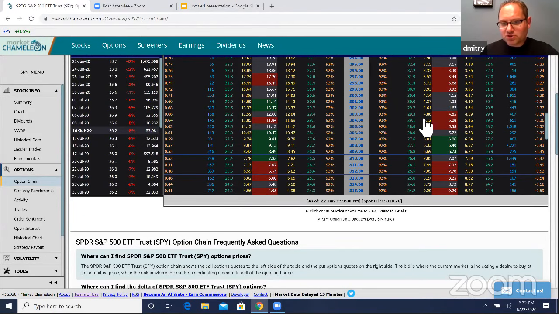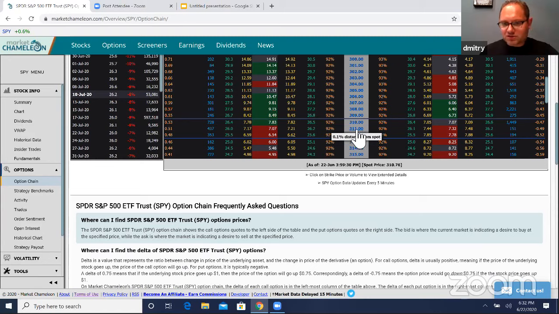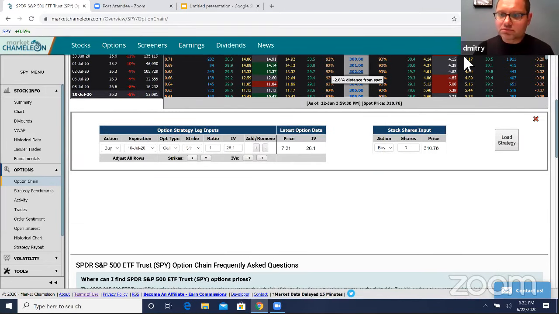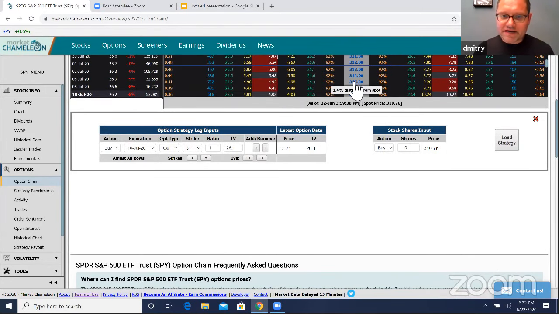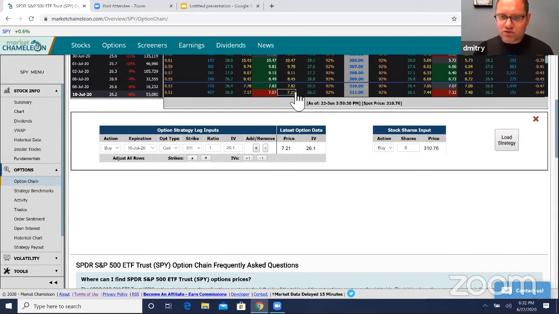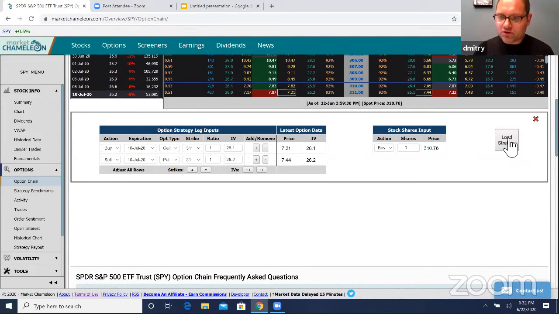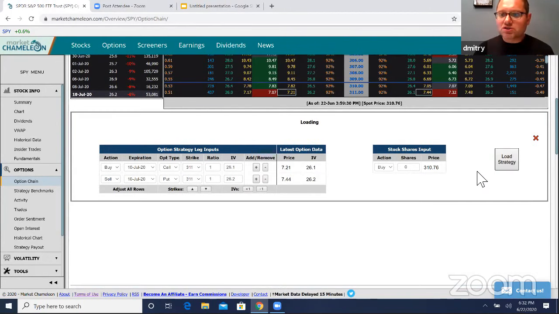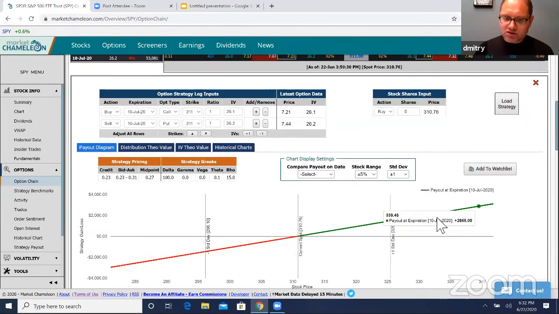Call, corresponding put. Let's just take one over here, the 311, near the money. Let's assume I'm going to create a synthetic long. I'm going to buy that call, 721. I go to the put and I sell the put, 744. Let's load that strategy. When you load this strategy, you see it looks like a synthetic stock.